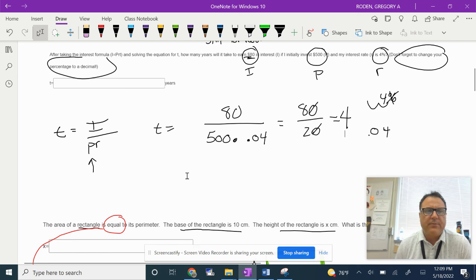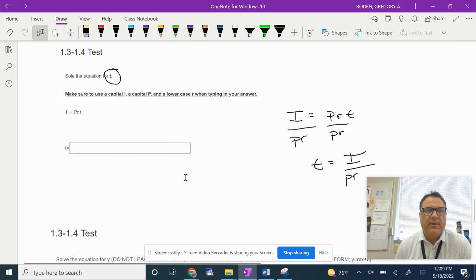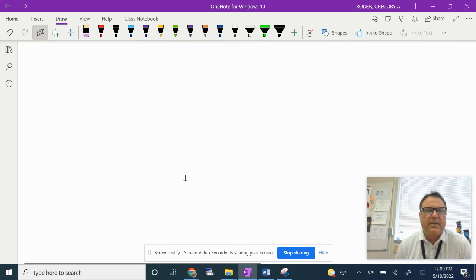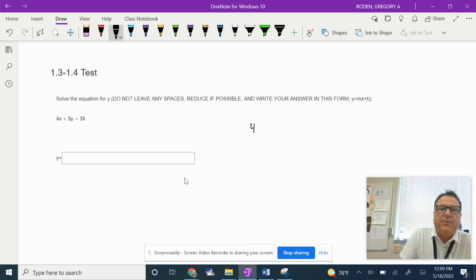So we're done with that one. So let's go back and skip around here. Do we have any problems left? We got this last one right here. Okay, so now we want to solve this equation for y. So we have 4x plus 2y equals 24.